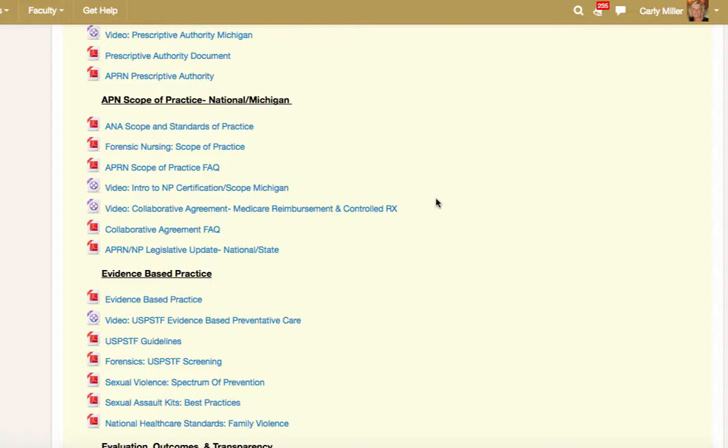Same thing with collaborative agreements. I did post up at the very top of our website about HB 5400. It is now a public act, and it has changed our practice. So this will go into a little bit more about prescriptive authority for nurse practitioners. Unfortunately, for Medicaid and Medicare, we need collaborative agreements. So just take a look at that because I want you to understand your practice in the state of Michigan.